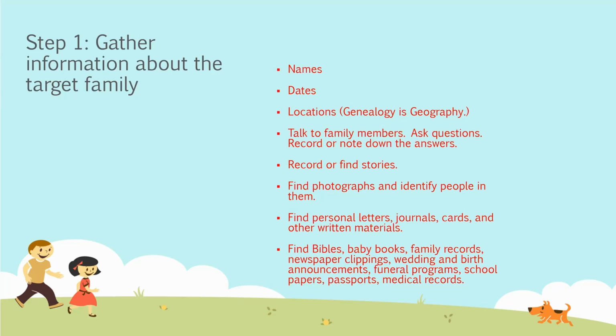So step 1 is to gather information about the target family that you're looking at. Of course, the first thing you always need in genealogy is names, dates, and locations. If you don't have all 3 of those, it's a little bit difficult to find information about anybody, much less about babies that never got recorded or that got recorded in only 1 or 2 places. So you have to have names, dates, and locations.